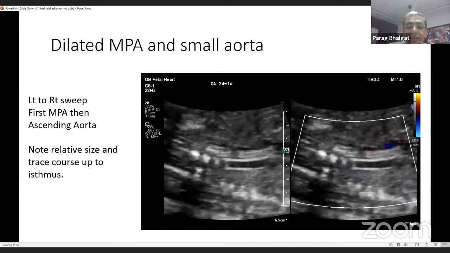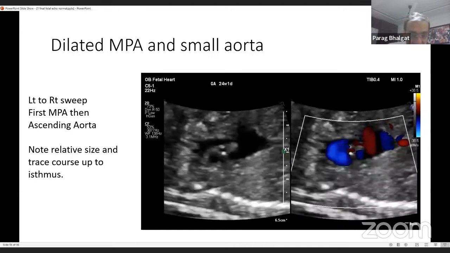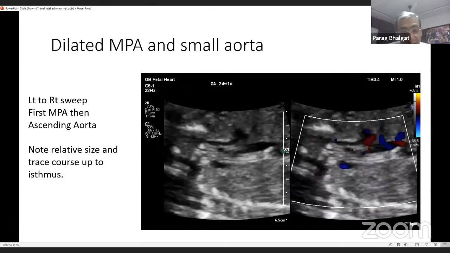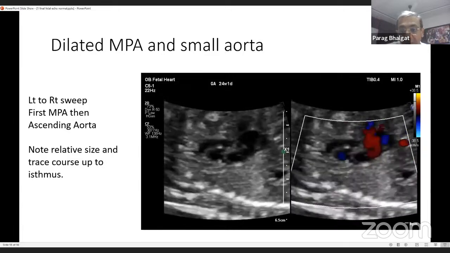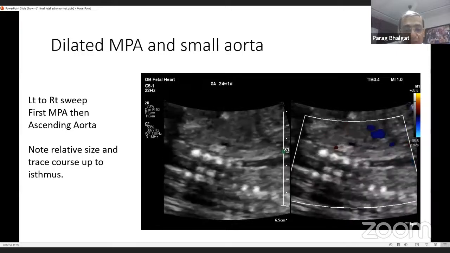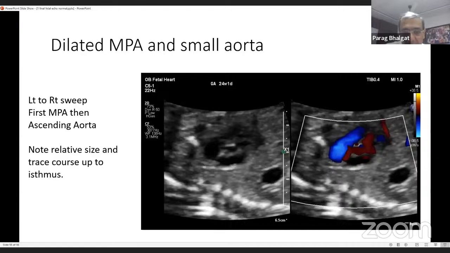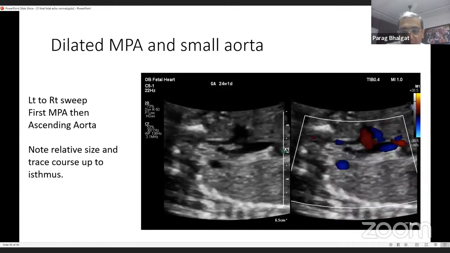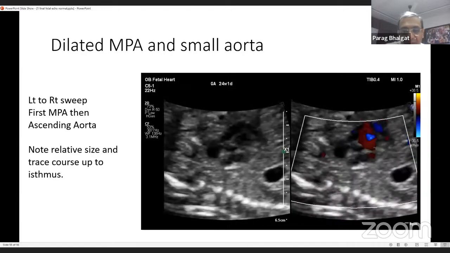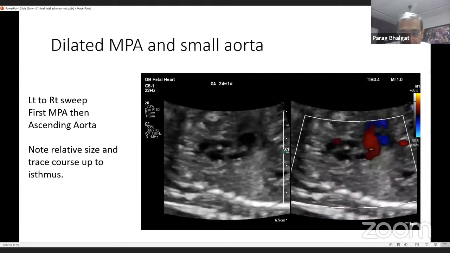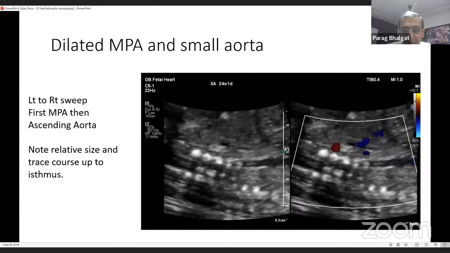This is a dilated MPA arising from the RV and a small aorta arising from the LV. This is a strip I have taken from left to right. I'm just giving you orientation that, as against the caudal strip, I have taken a left to right strip from the MPA, then the aorta, and I have seen them sequentially. Finally, we can see the SVC also in this loop.